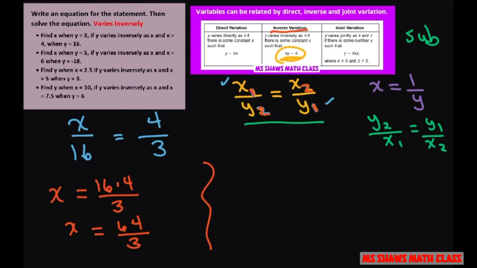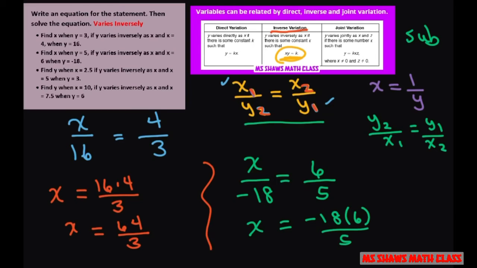And the next one we have find x when y is 5. And then we have x is 6 when y is negative 18. So do you see how I flipped that around? So you cross multiply, you get x equals negative 18 times 6 divided by 5. And this one I used the calculator. I got negative 21.6.